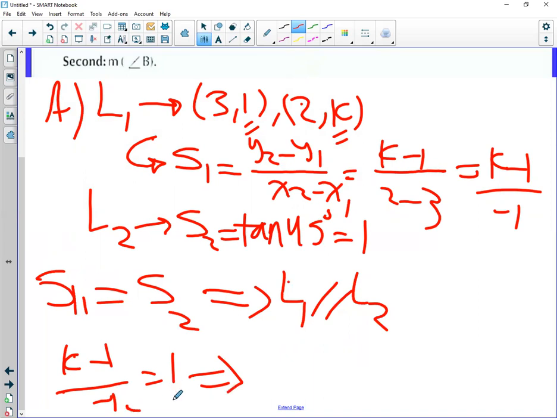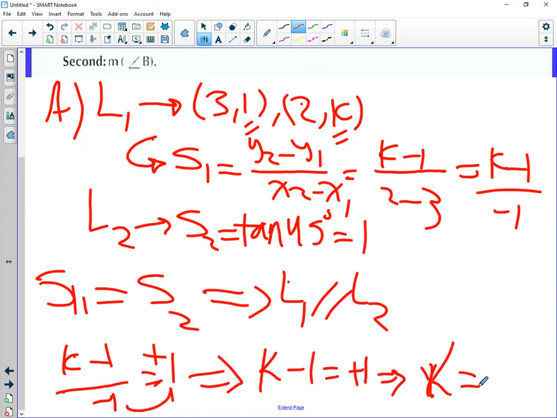Negative 1 times 1 equals negative 1. K minus 1 equals negative 1. So k equals, this is positive 1, sorry, tan 45 equals positive 1. Then k equals positive 1 plus 1 equals 2. This is the value of k equals 2.